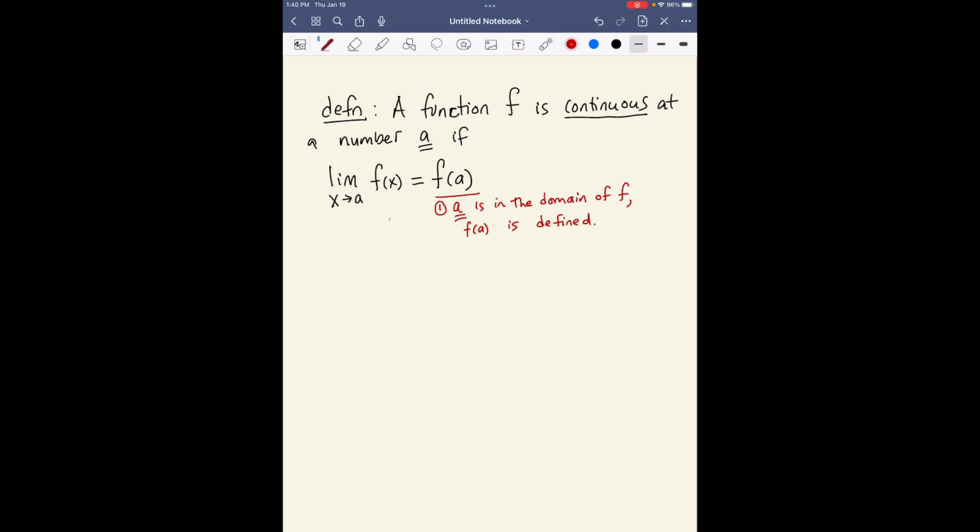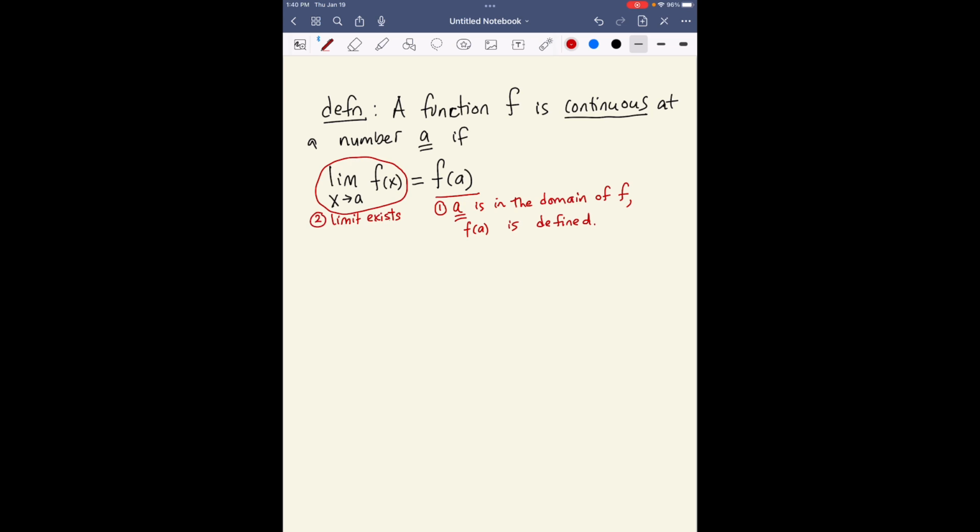The second thing that must be true is that the limit has to exist at a. So I'm going to call that number 2, and I'm going to say the limit exists. So note that this means that the limit has to be equal to a finite number, like -5 or 7. So if the limit is infinite, like negative infinity, positive infinity, then we would say the limit does not exist.